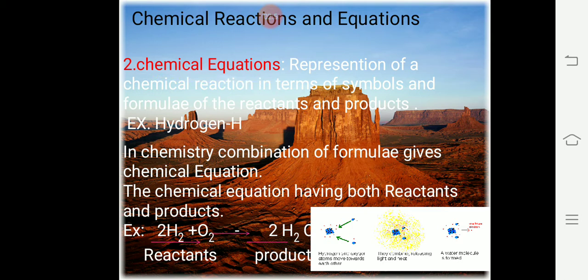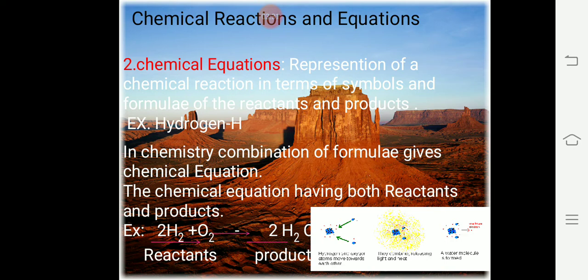What is meant by a chemical equation? In chemical equations we do not write the full name of the element. Instead of that we write the symbol of that element. For example, if you take hydrogen, we only write the symbol of hydrogen, which is H. If you take oxygen, we write the symbol of oxygen, that is O. This is called a chemical equation.